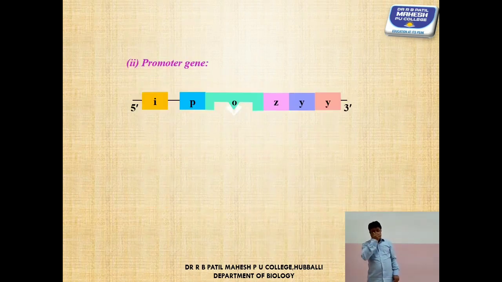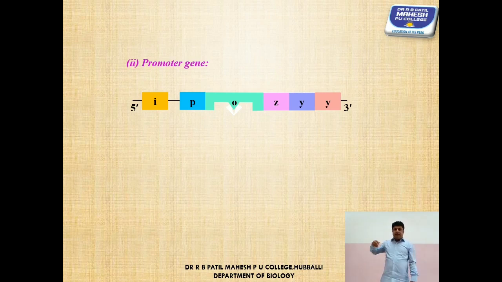Second one is the promoter. So we already discussed in the process of transcription, a promoter is a site where DNA dependent RNA polymerase enzyme binds and initiates the transcription process.